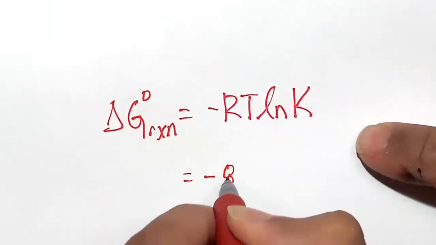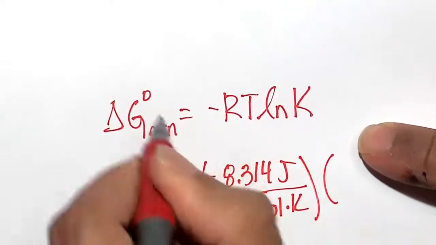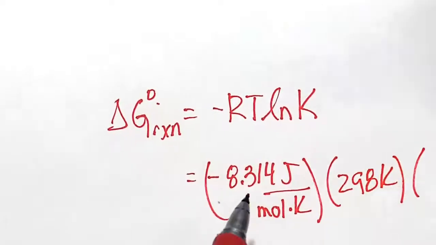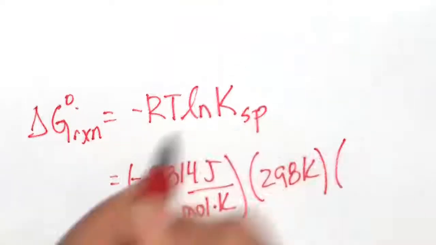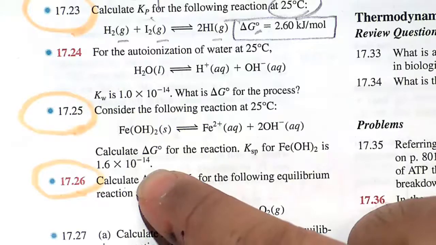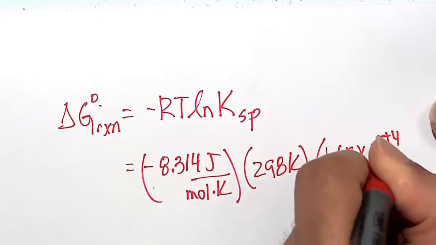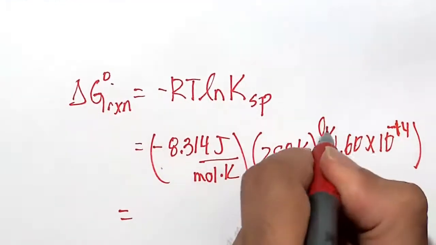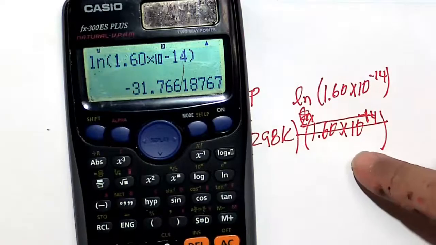R is 8.314 joules per mole Kelvin. T at standard state here is 25 degrees, which is 298 Kelvin. And then finally, the Ksp given to us in this problem is 1.6 times 10 to the minus 14. These Ks have no units, and then we have to take the natural log of that. So the natural log of 1.60 times 10 to the minus 14 is that value.